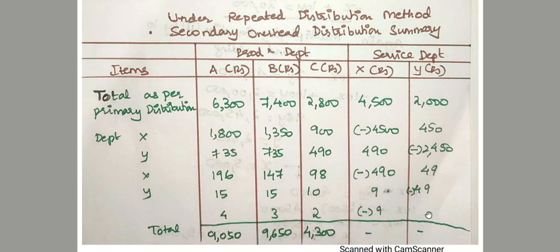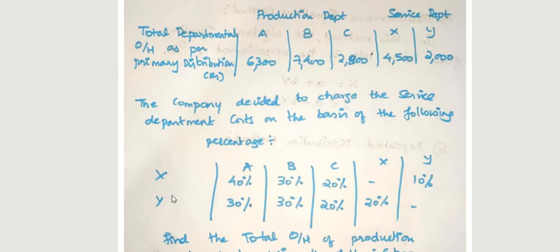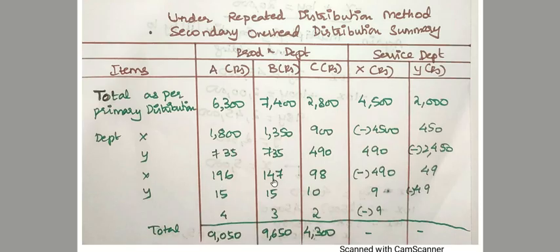For the service departments, you will keep apportioning. Now we have 490, which will be apportioned again based on the apportionment of X, which is 40, 30, 20 and 10, giving 196, 147, 98 and 49. Now you have department Y. How much amount are we apportioning? 49. That is the amount that remains.